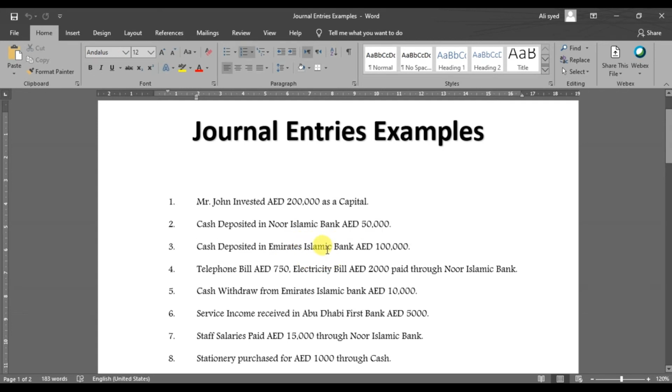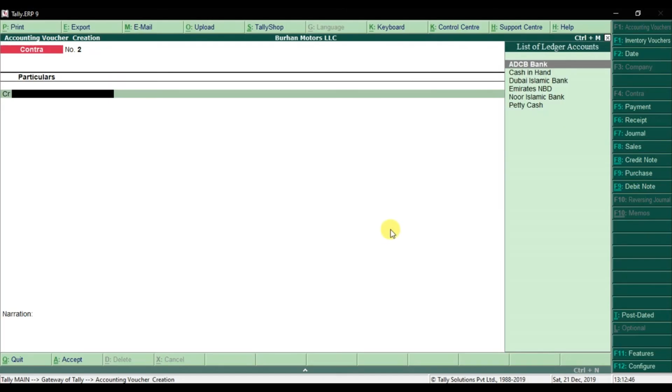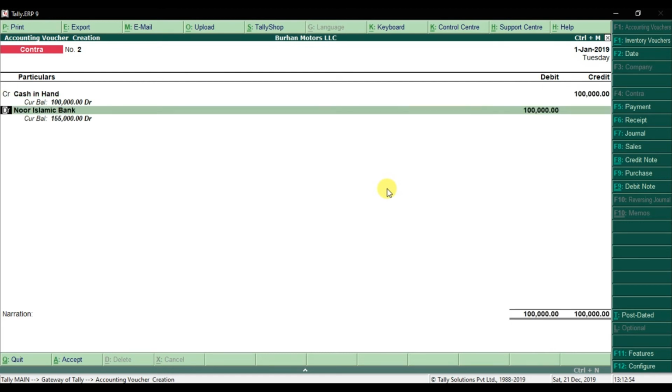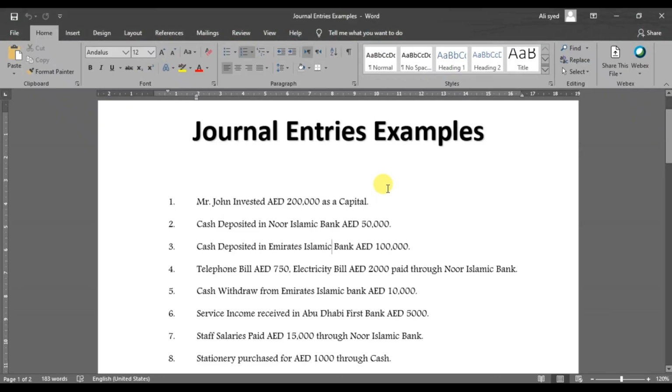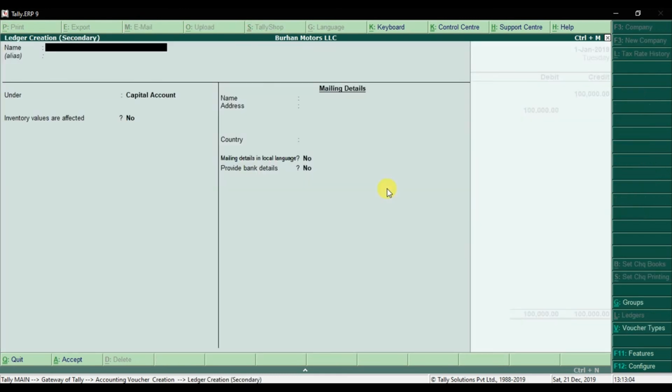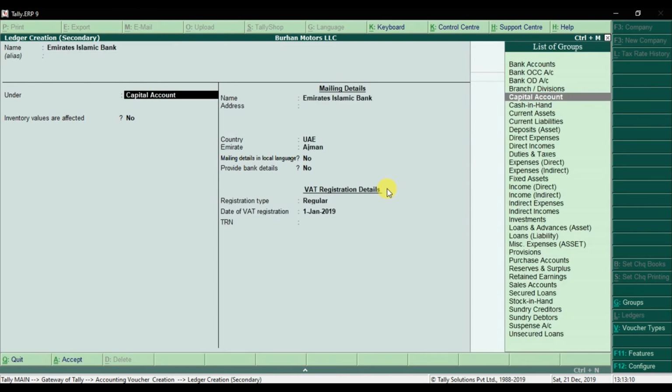Same contra. So cash deposit, how much? 100,000. So cash account, enter 100,000 in Emirates Islamic. So we don't have Emirates Islamic here. So what is the short key? Alt C. So Emirates Islamic Bank, and that comes under bank account, right?